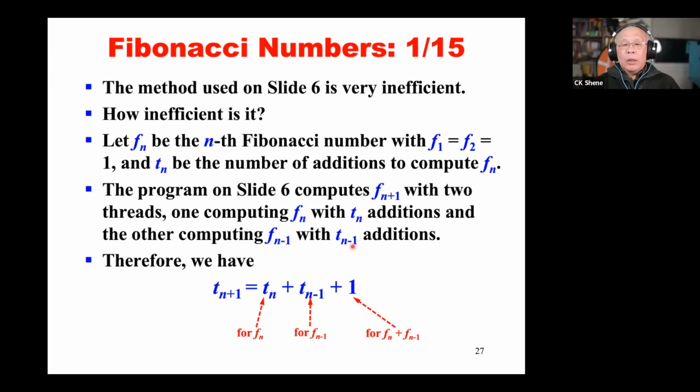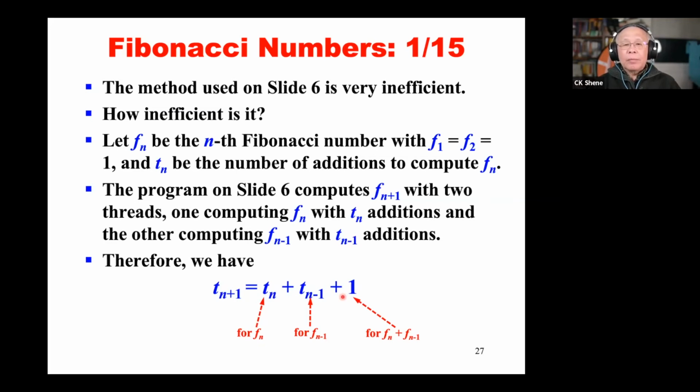So the thread that used to compute Fn-1 would be used to compute Fn, which uses Tn additions. And it also uses a thread to compute Fn-1, which uses Tn-1 additions. And then we add these two numbers together, we need one more addition. So to compute Fn+1, the total number of additions will be Tn plus Tn-1 plus 1.